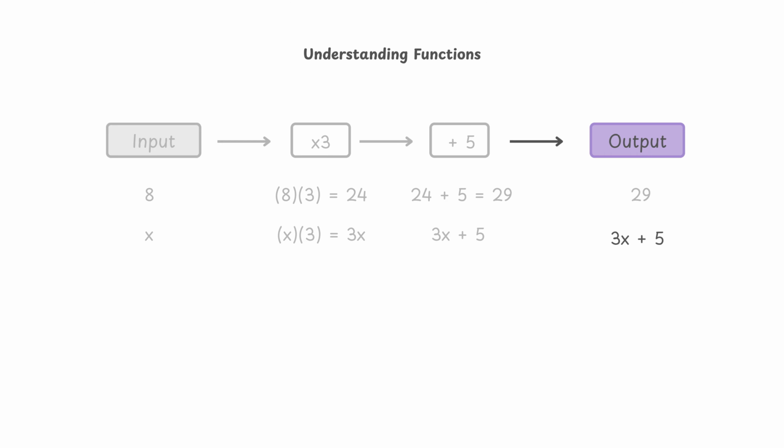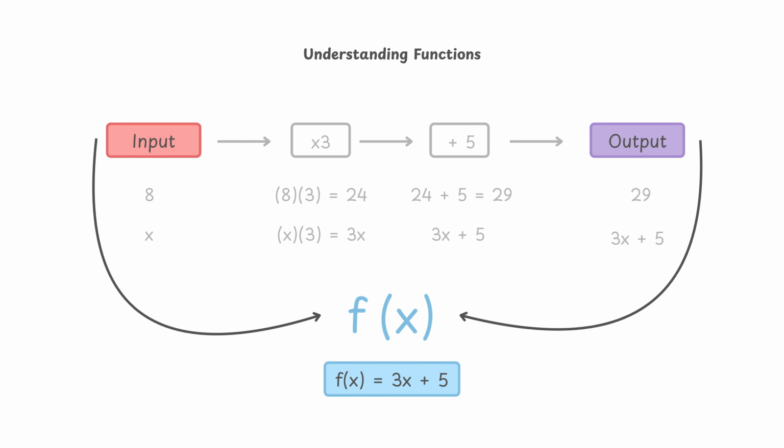This rule is what we call a function, and we write it as f of x equals 3x plus 5. The notation f of x might look a bit unusual at first, but it simply means the output of the function when the input is x. So f of x is just another way of saying the result after applying the rule.